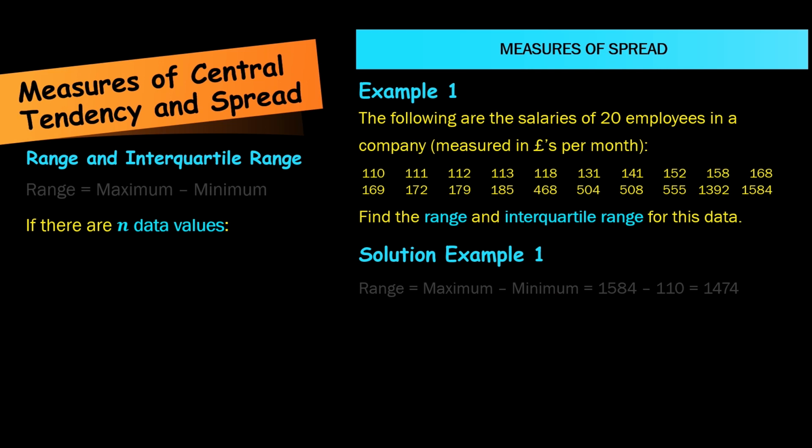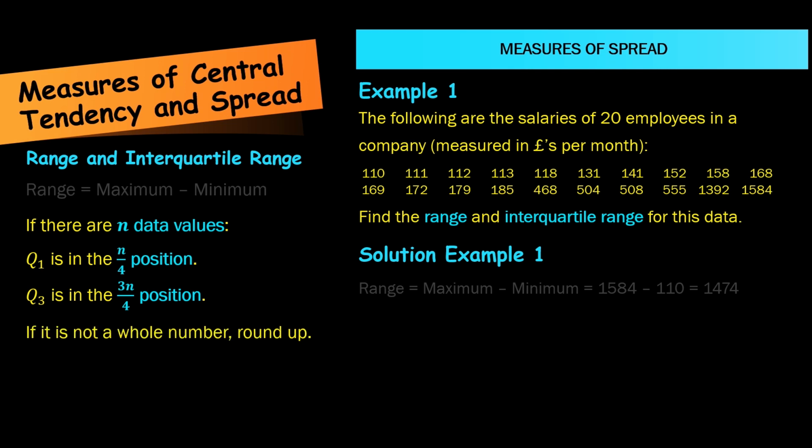And now for the interquartile range. Remember that if there are n data values, Q1 is in the n over 4th position and Q3 is in the 3n over 4th position. Also remember that if it's not a nice neat whole number, then round up. And of course the interquartile range is Q3 minus Q1.